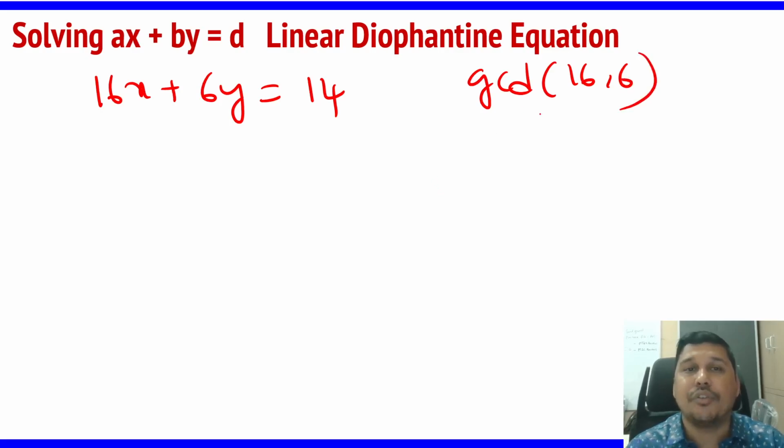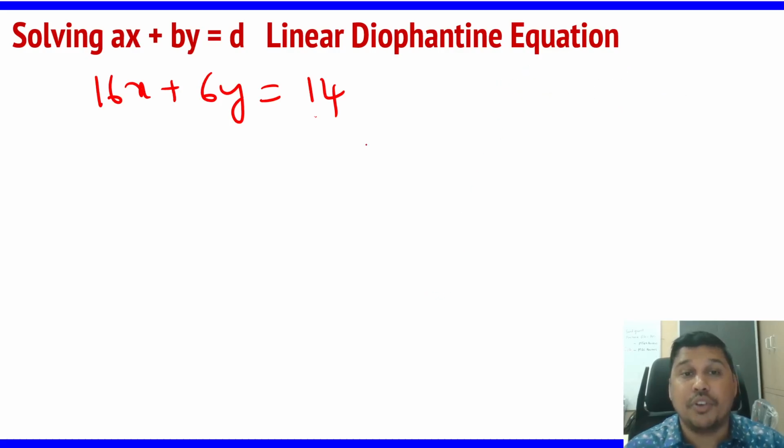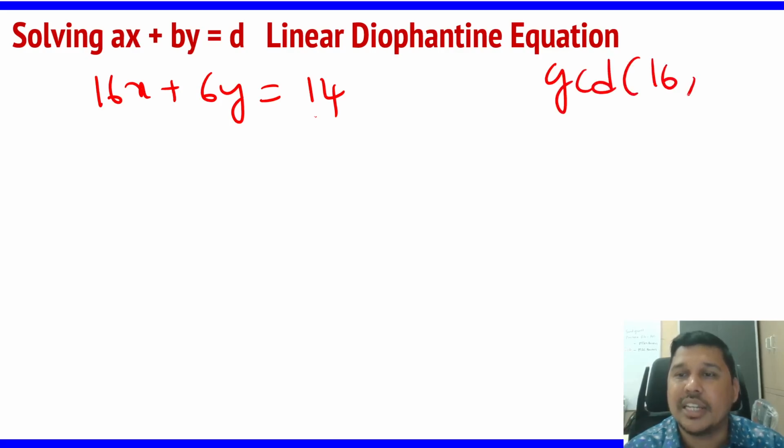Check if it is 14 or not. It is definitely not 14, no? We can easily say that the GCD of this is not 14, right? In that case, what we have to do, see, verify. So first find out the GCD of 16 and 6.